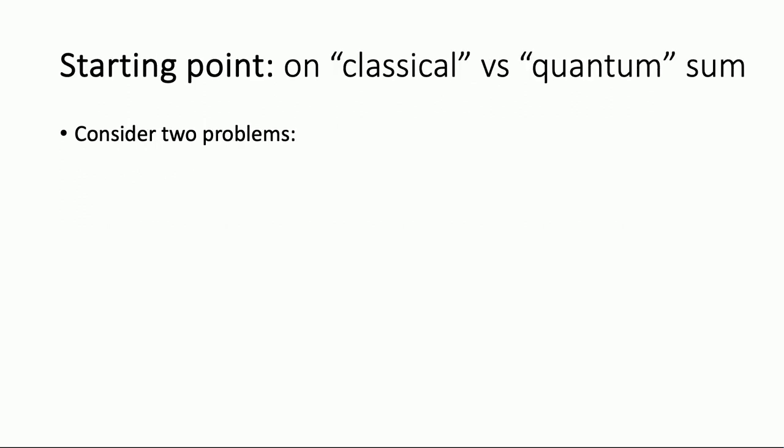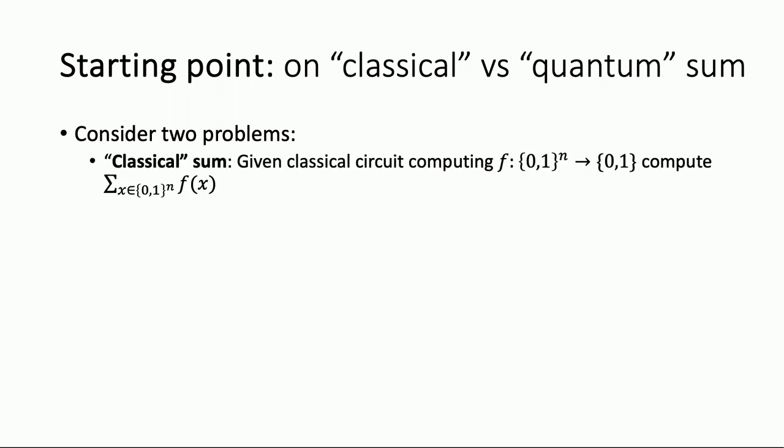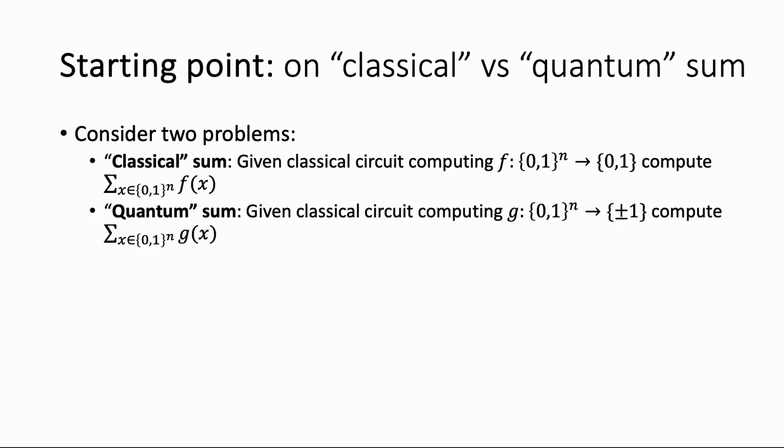Okay, great. Now, to analyze this sampling task, we introduced two problems that are simple to describe. I call them the classical and the quantum sum problem. Classical problem: we're given a classical circuit that computes a Boolean function, which maps to 0, 1. We're supposed to compute the sum over all inputs x of the function f of x. Quantum sum problem: exactly the same thing, but now the efficiently computable function maps to plus minus 1 rather than 0, 1. And how hard did we determine these were?